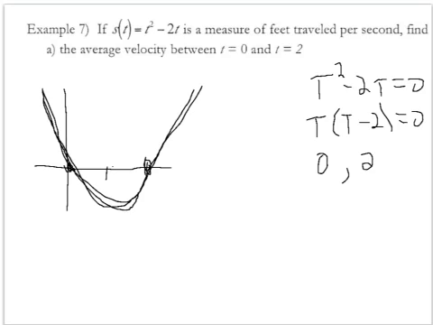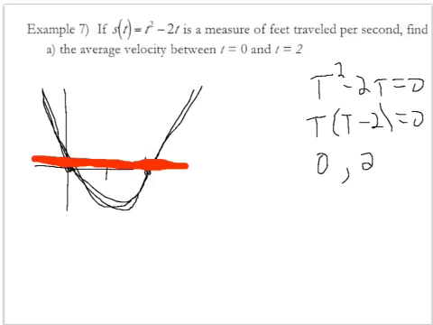So if I want to think about what's going on here, this line right here is kind of like the slope we're finding, and that is a slope of 0. So the average velocity we know is going to be 0.